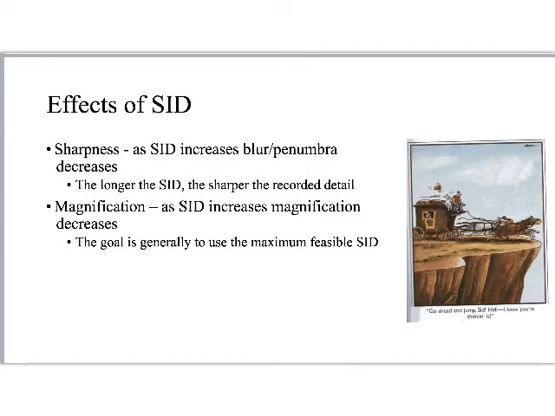Oh, let me go back. The effects of SID, like I've alluded to, is that as SID increases, we see a decrease in blur or penumbra, so an increase in relative sharpness. The longer the SID, the sharper the recorded detail. Magnification, as SID increases, magnification decreases. So the goal is generally to use the maximum feasible SID, again, for both those two reasons.